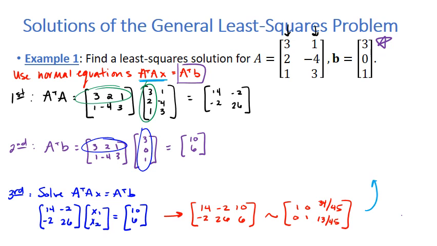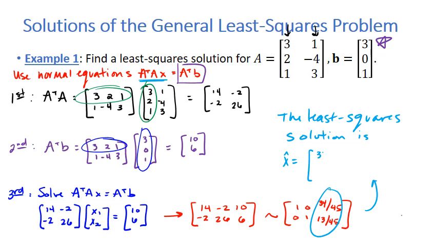So from this, we can draw our conclusion. The least squares solution is, and again, remember we represent it as x hat, is these guys here. And we are done. So that is the closest approximation of Ax to b.